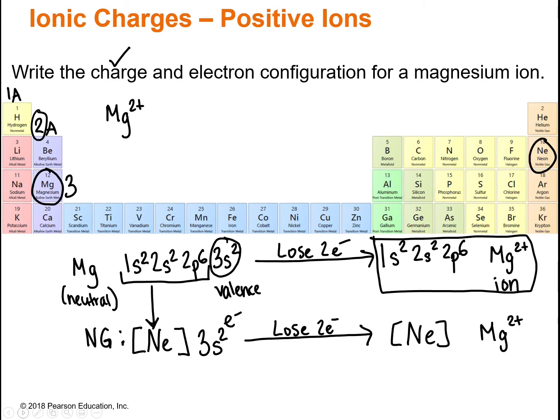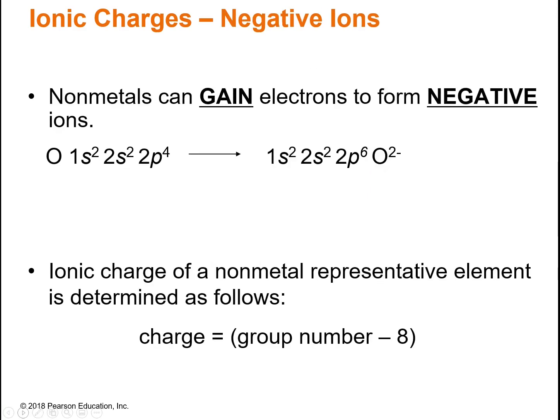Based on time, I'm going to keep going to negative ions because negative ions are a little bit trickier. And then we can go backwards if we have some time and do another example.